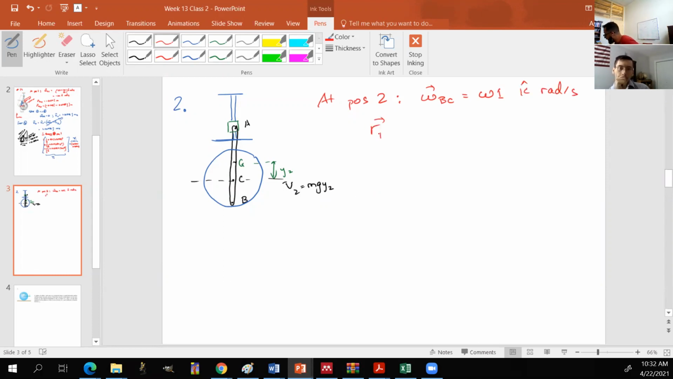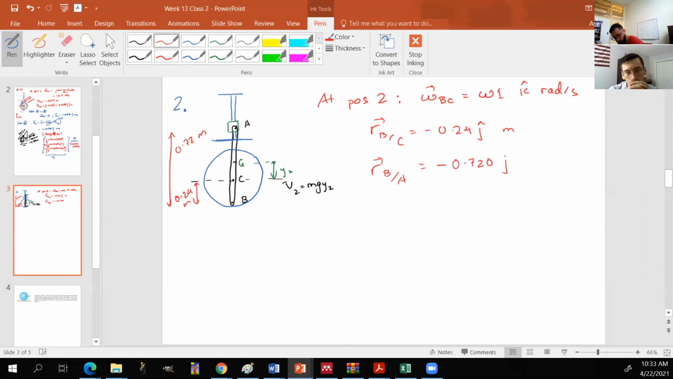Here, R of B relative to C is just the radius of the disk in the negative j hat direction, so you get minus 0.24 j hat meters. Then you have to find R of B relative to A. Again, the whole length there is 0.72 meters, so you're going in the negative j hat direction: minus 0.72 j hat meters.